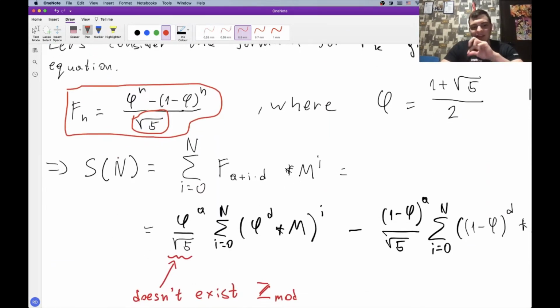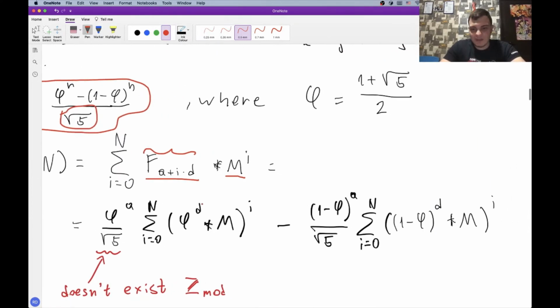So yeah, let's go to the sum. We have that the sum of n is equal to the Fibonacci number of a plus i multiplied by d, multiplied by this matrix, which is m to the power of i. And we can just open the brackets, like we can just replace f of this weird term with the formula we had over there.